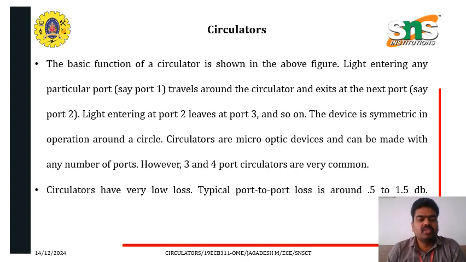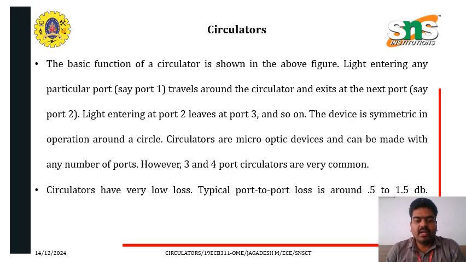So the basic function of a circulator is shown in the figure. The light entering at any particular port, for example port 1, travels around the circulator and exits at the next port, say port number 2. So light at port 2 leaves at port 3 and so on. So the device is symmetric in operation around the circle.